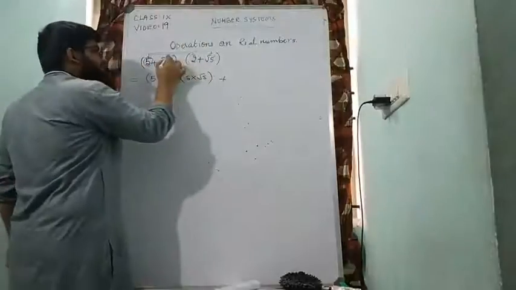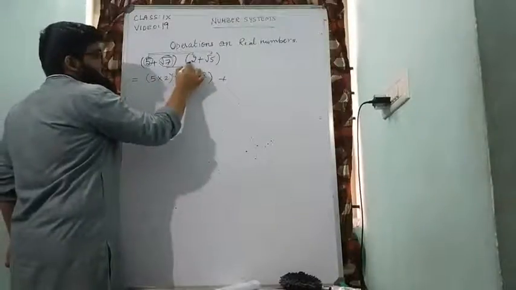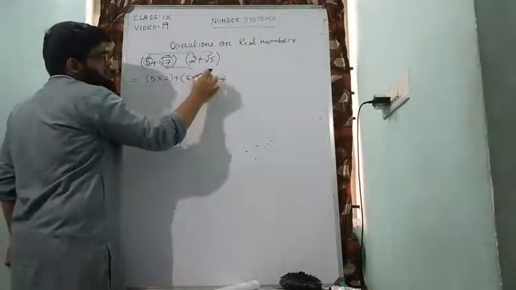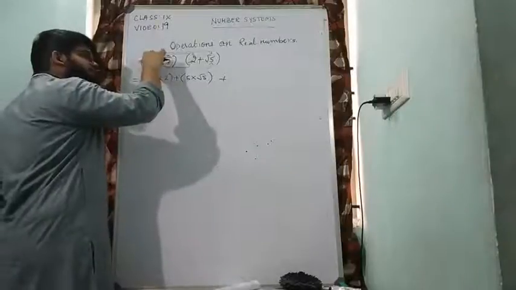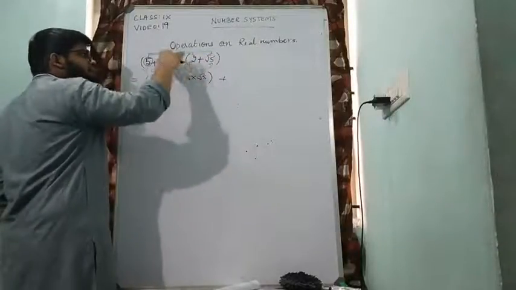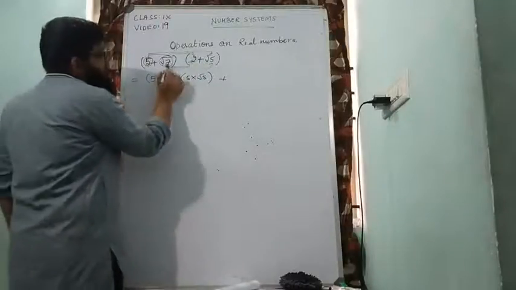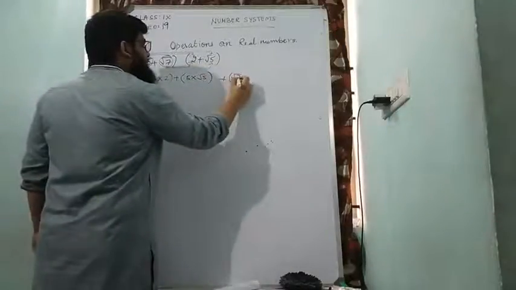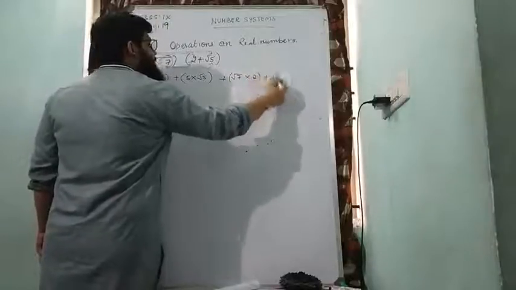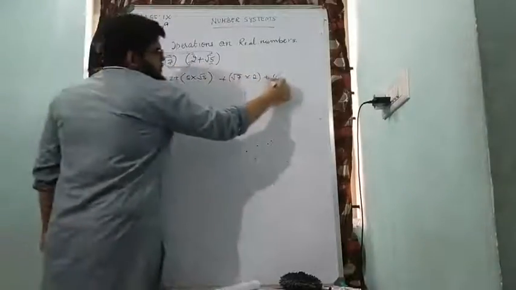Then you will select the second term and multiply with both the terms. First with first term, then with second term. So first bracket, first term with both the numbers. First bracket, second number with both the numbers you will multiply. So root 7 into 2, and again root 7 into root 5.